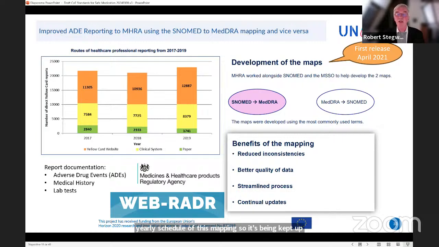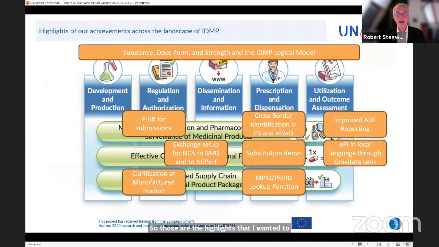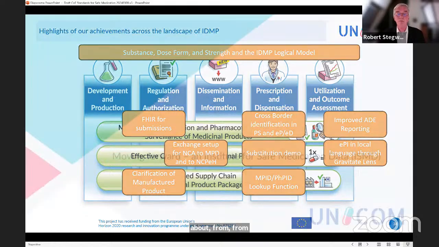It's a managed mapping. It's not a one-off from a project, but it's now managed by SNOMED International and MedDRA together, or the MSSO, I should say, which is the MedDRA Support Organization. So those are the highlights that I wanted to present to you across the whole landscape. And you can already hear that some of these were really informed by the gap analysis. So if we go to the next slide, please.